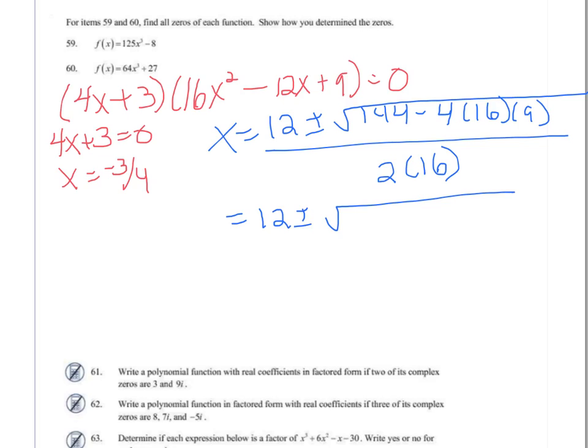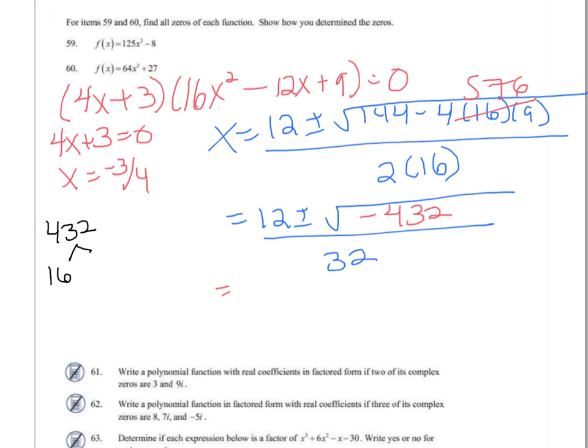So then we simplify this. And 4 times 16 times 9, that's 576. And we take that away from 144, we're left with negative 432. So to simplify 432, that's 16 times 27. And 27 is 9 times 3, so I actually have two perfect squares here. The square root of 16 is 4, and the square root of 9 is 3, so that's 12i. Can't forget the i. Root 3 all over 32.